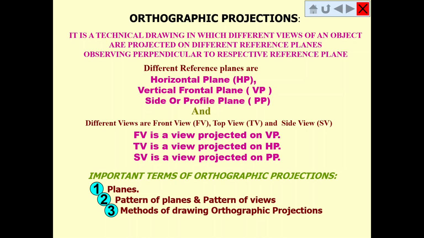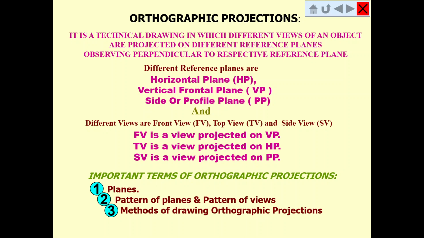Now, before going to the actual types of projection, the very important type of projection, which is widely used in engineering applications, is the orthographic projection. So what is meant by orthographic projection? It is a technical drawing in which different views of an object are projected on different reference planes, observing perpendicular to the respective reference plane.